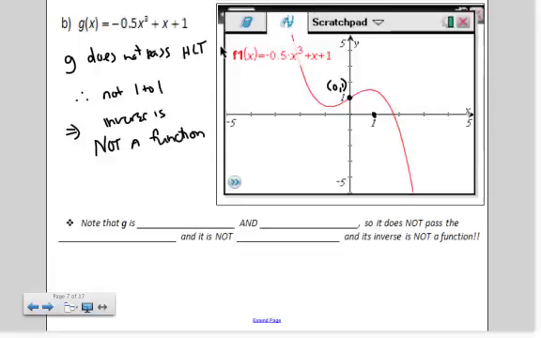Note, g is decreasing and increasing. So anytime you have a function that is decreasing and increasing, it is not going to be 1 to 1. See, it's increasing from about -1 to 1, right in there, and it's decreasing everywhere else. So it does not pass the horizontal line test, and it is not 1 to 1.